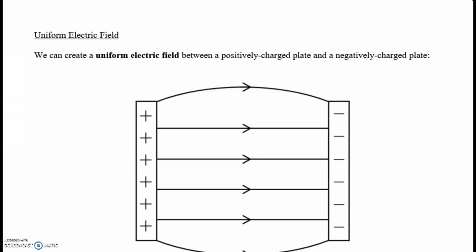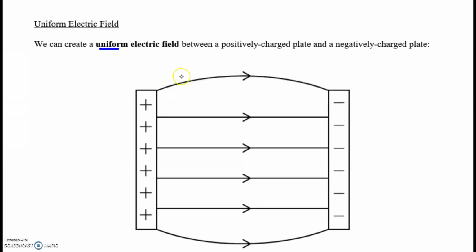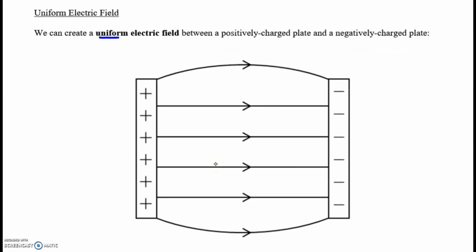This is called a uniform electric field. At the top and bottom, there's this curving of the field line. But in the middle, the lines all point to the right. And in fact, those lines represent an electric field that is the same strength everywhere.